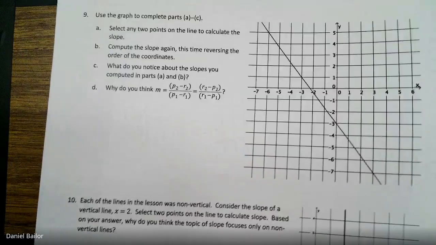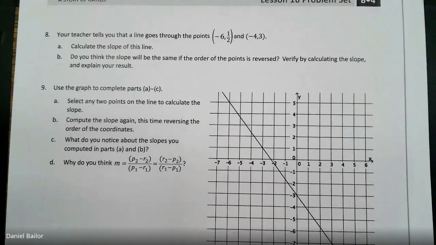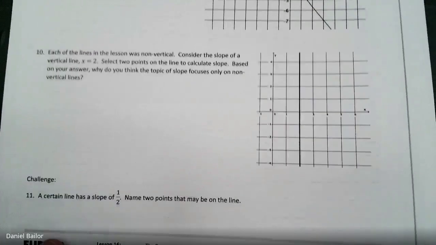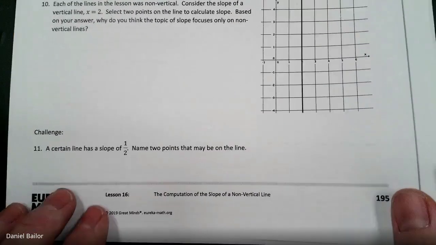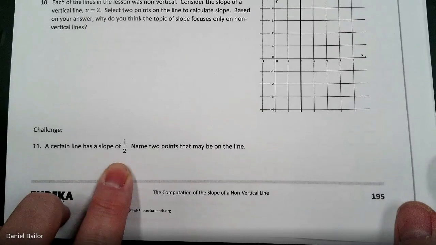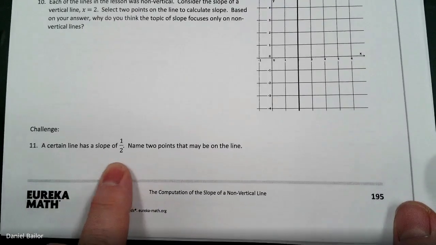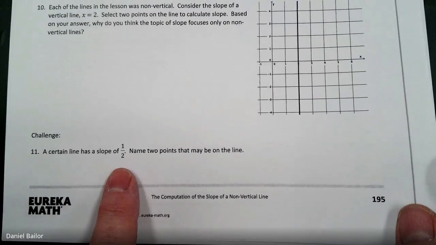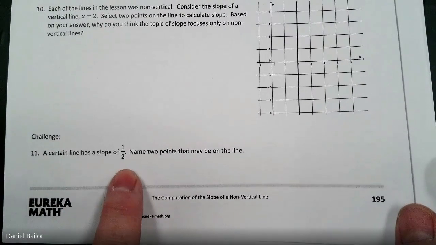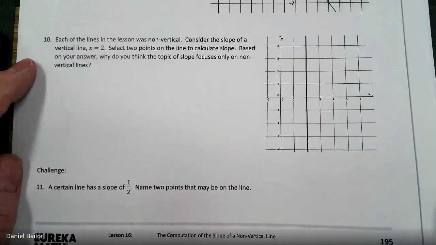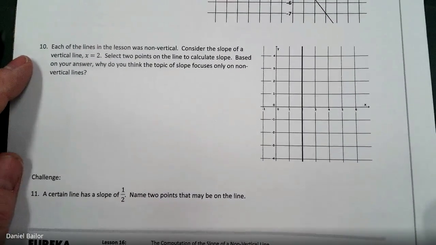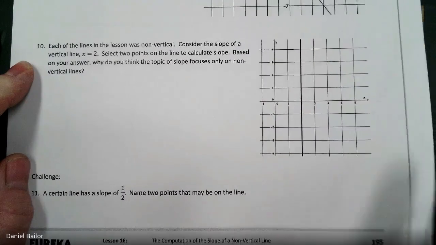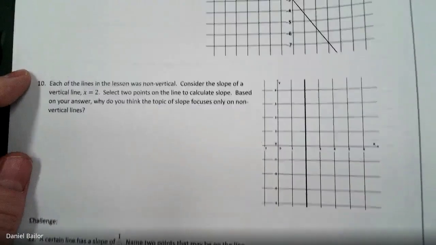I think the last page of your problem set has 3 more questions, 8, 9, and 10. Use the graphs. There is a challenge right here at the bottom where they give you the slope and they want you to give 2 points for that line. Possible 2 points. So the challenge is kind of working backwards. Number 10 also might be a little bit challenging because you have to explain the slope of a vertical line. Why is it impossible to do slope on a vertical line?